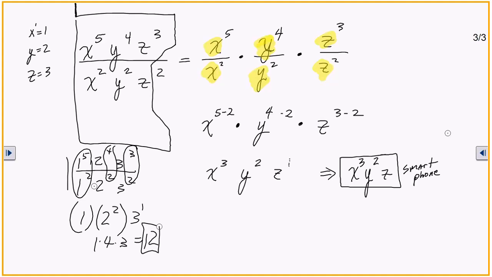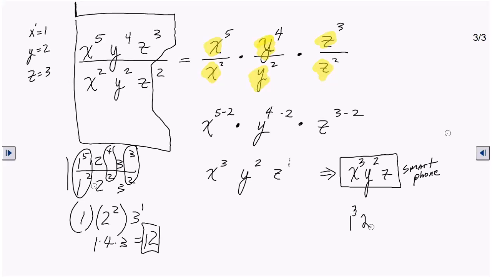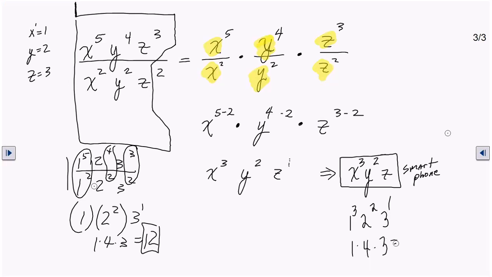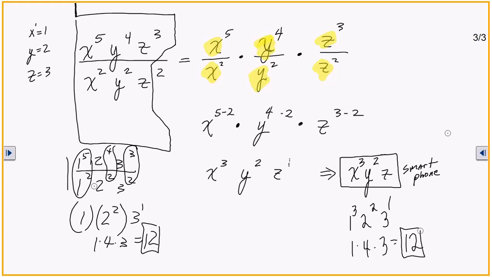Now I'm going to go over here, and I'm going to say 1 to the 3rd power, 2 to the 2nd power, 3 to the 1st power. 1 times 4 times 3 is equal to 12. So I just made a phone call with my smartphone. It just took less time because over here I had to do all the computations. So we still got the same answer. And that's the whole point about simplifying algebraic expressions. You're taking all the stuff you don't need off, and you're getting it down to a condensed, simplified version.